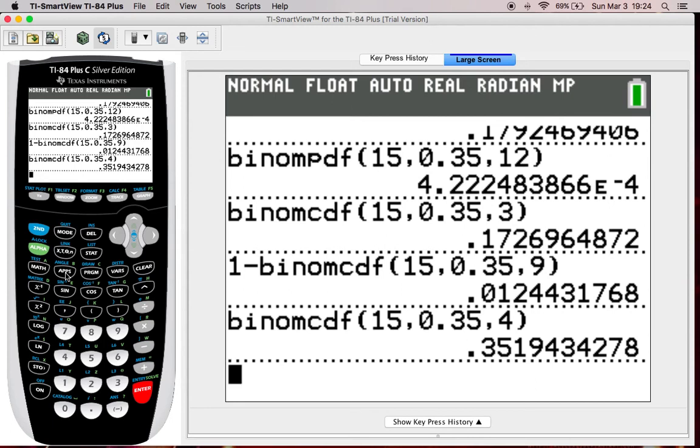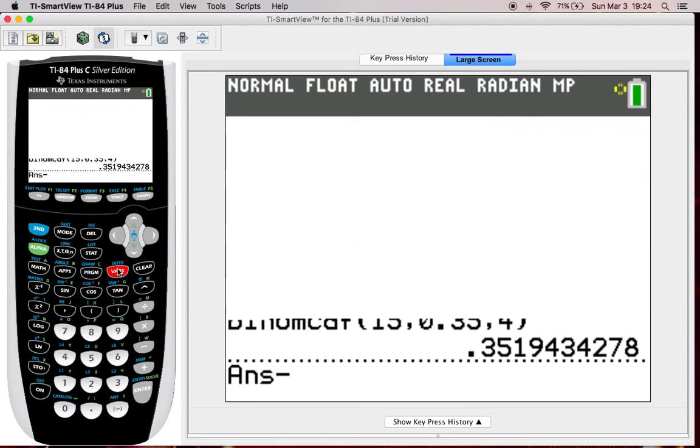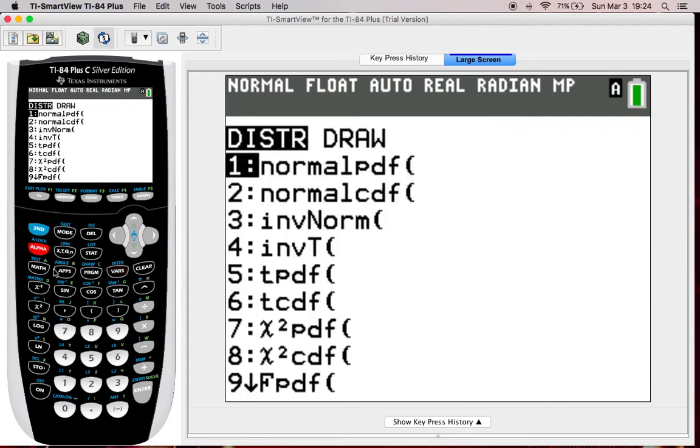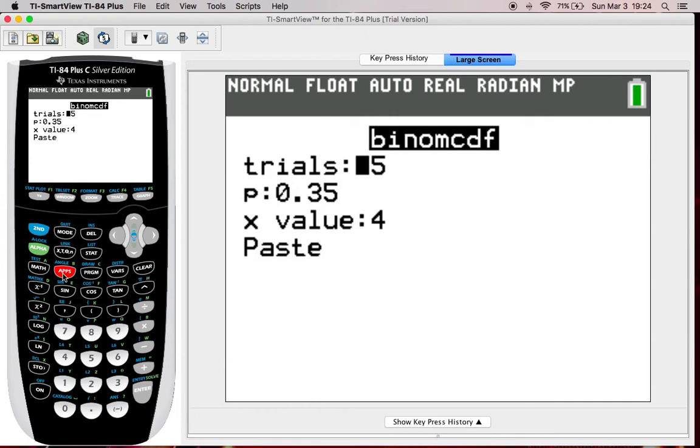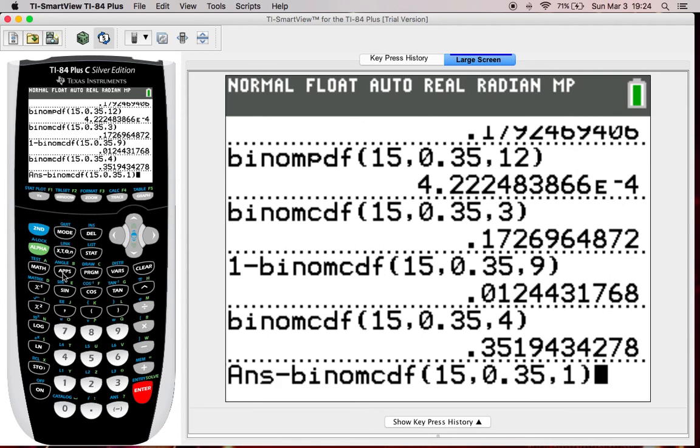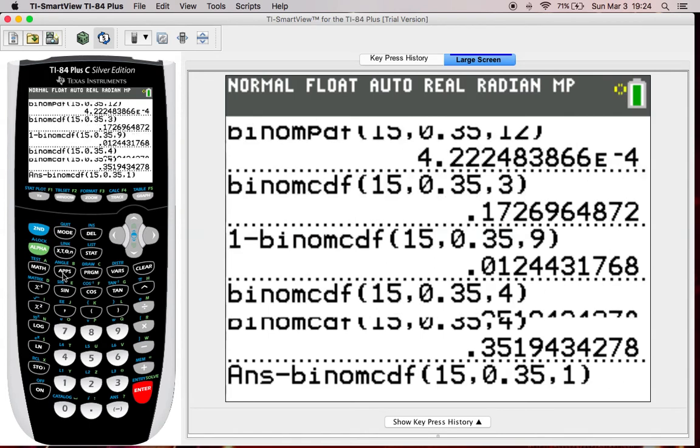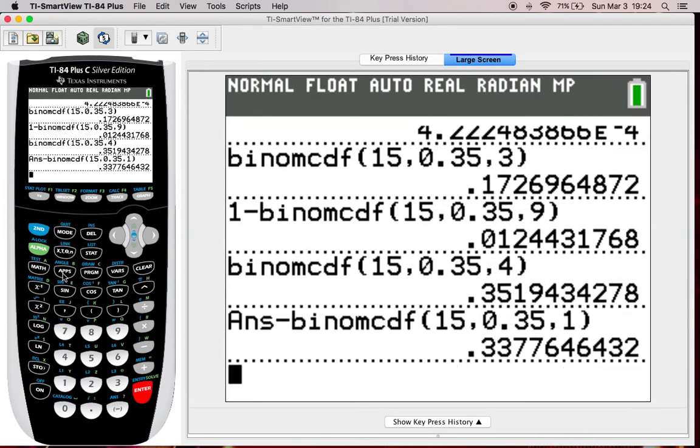So I'm going to hit subtract. And I'm going to do this again. I'm going to go into my distribution list, second vars. I'm going to do Alpha Apps to pull me into letter B. And now I'm going to put in a 1 because I want 1 or less. 1 and 0. I want to subtract off those two probabilities. So I'm going to hit paste and I'm going to hit enter. And now we get 0.3378, which matches with what we did in GeoGebra.